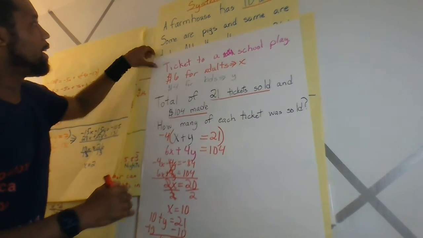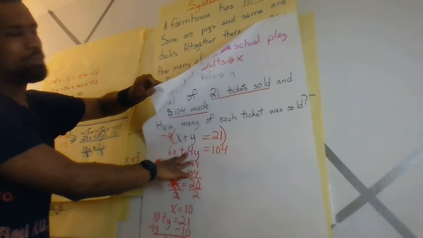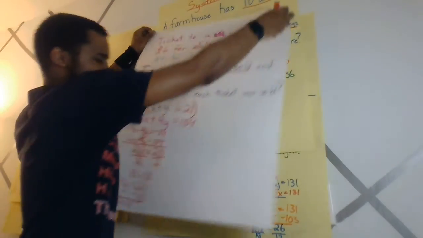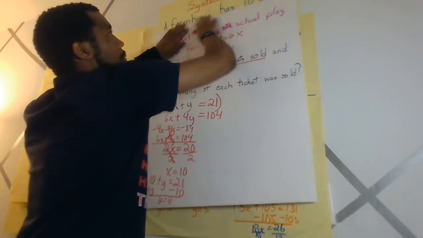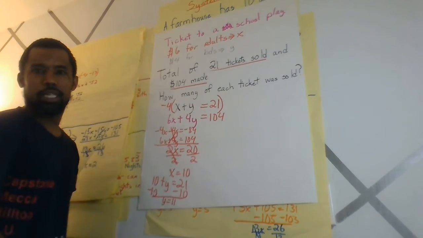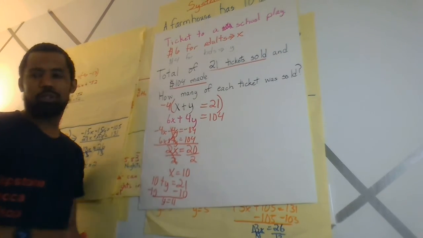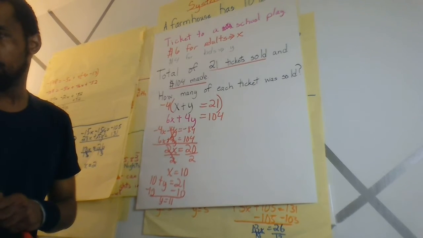Okay? Any questions on this? And I'm going to move it up some because it looks like the bottom is getting cut off. Any questions on how we got x equals 10 and y equals 11?